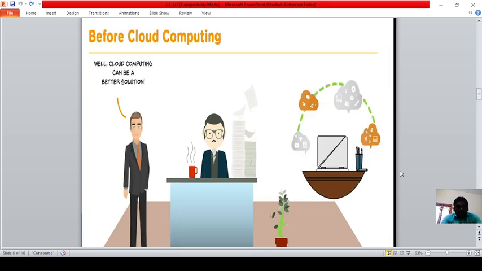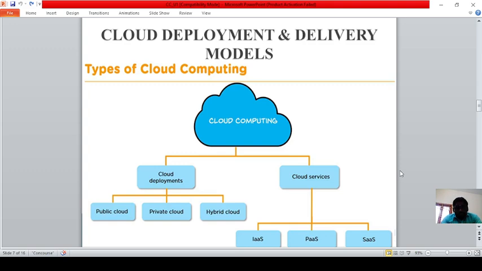Okay. So that's the basics of cloud computing. In that, a very important topic is cloud deployment and cloud delivery models. Cloud will be separated into two parts: one is cloud deployments, and one is cloud services. Cloud deployments is nothing but public cloud, private cloud, and hybrid cloud. This is based on how we form the cloud services. That is called cloud deployments: how we are developing or deploying the clouds.